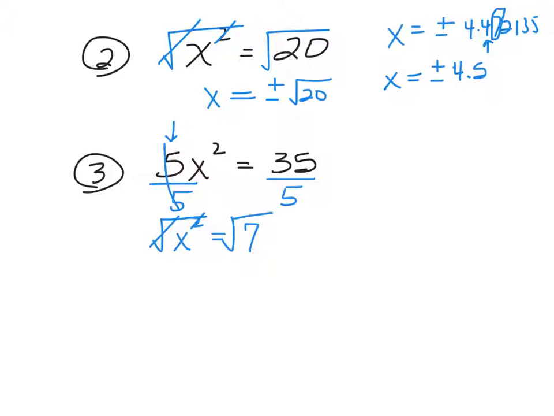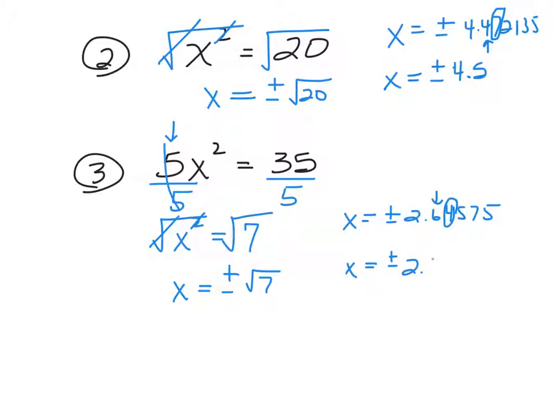The square and square root cancel. X is going to equal positive or negative square root of 7, which in this case is positive and negative 2.64575. Okay, again, look at that number. If that number is 5 or above, I move that 6 up. In this case, it's not 5 or above, so my answer is going to be positive or negative 2.6.